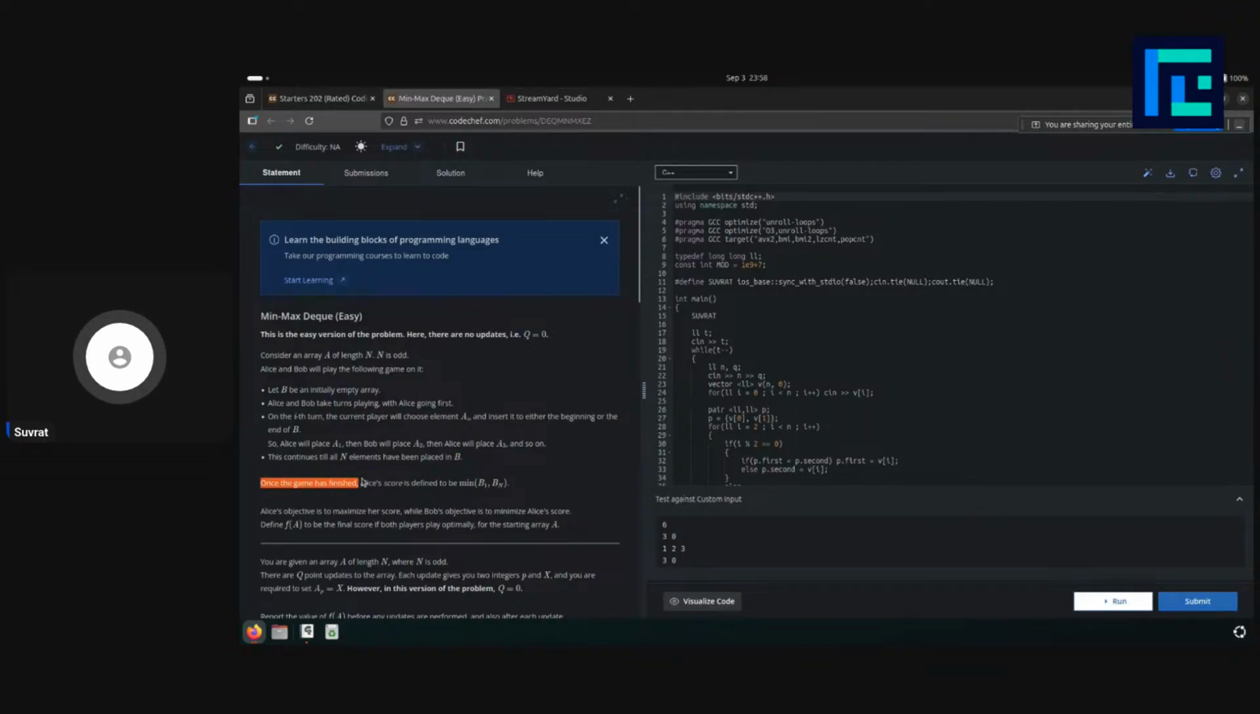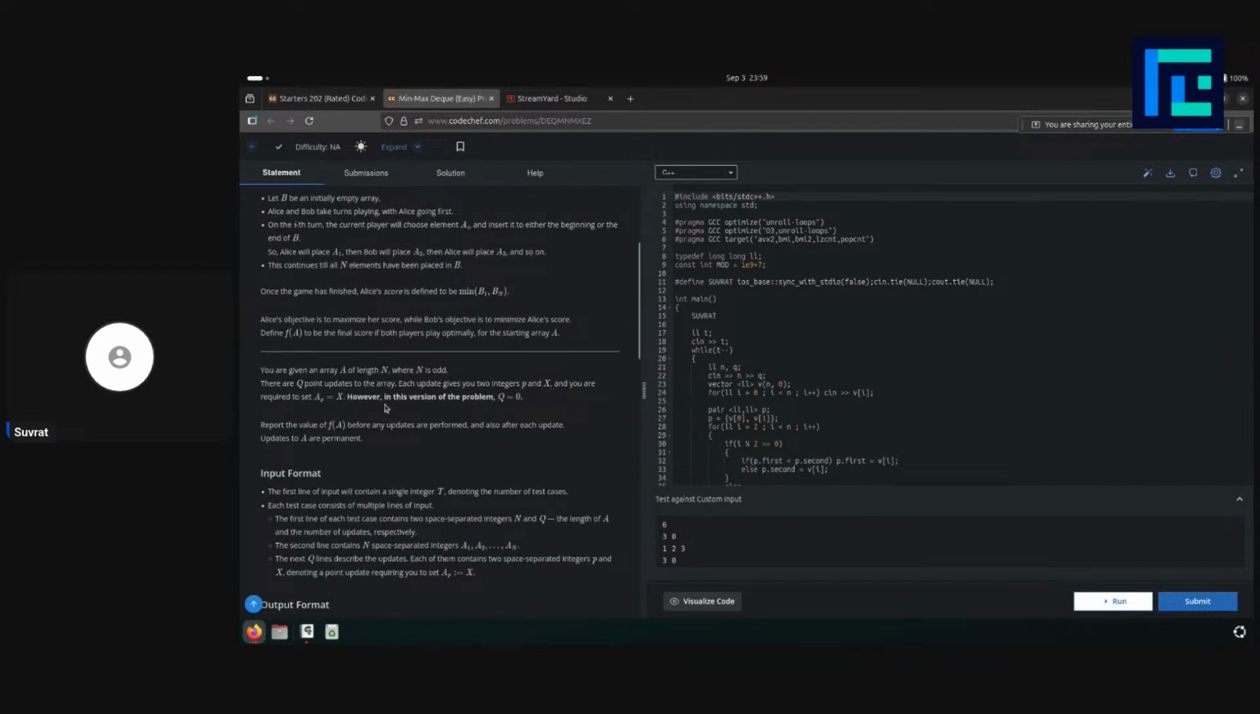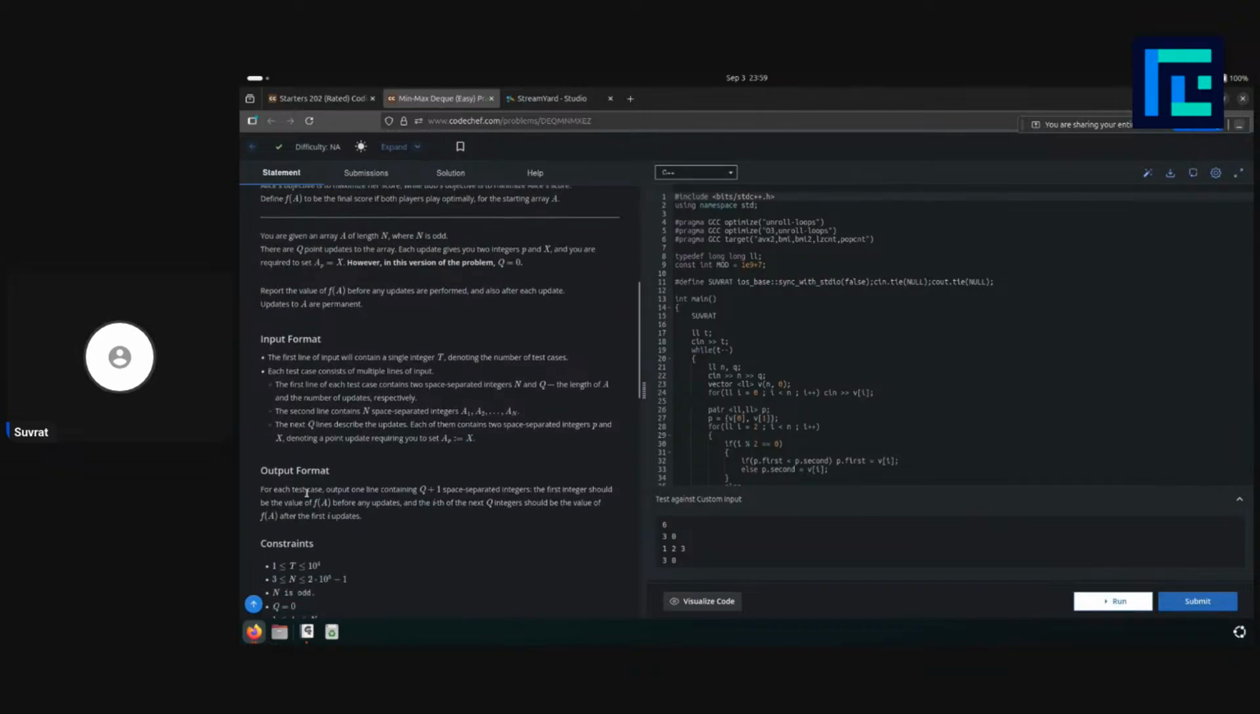And once the game has finished, Alice's score is defined to be the minimum of B1, Bn. So Alice's objective is to maximize her score, while Bob's objective is to minimize Alice's score. So define f(A) to be the final score if both players play optimally for the starting array A. So you are given an array A of length n where n is odd, and there are q point updates to this array. However, in this version, q is 0, so we don't need to do that.